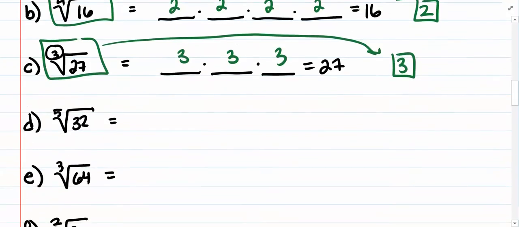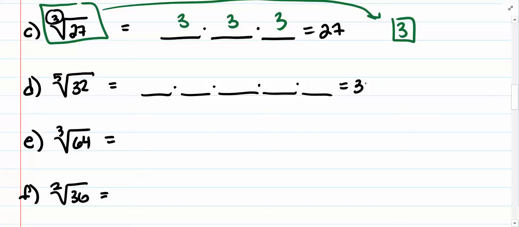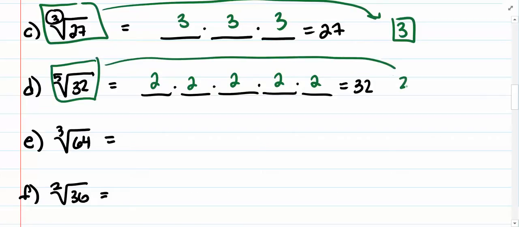Let's do a couple more together. The 5th root of 32. This means a number by which I multiply by itself 5 times, because the index is 5, to give me the radicand, which is 32. Well, that number is also 2, right? Because 2 times 2 is 4, times 2 is 8, times 2 is 16, times 2 is 32. So the 5th root of 32 is the number 2 also. Hopefully this is sinking in. We'll do 2 more for you.